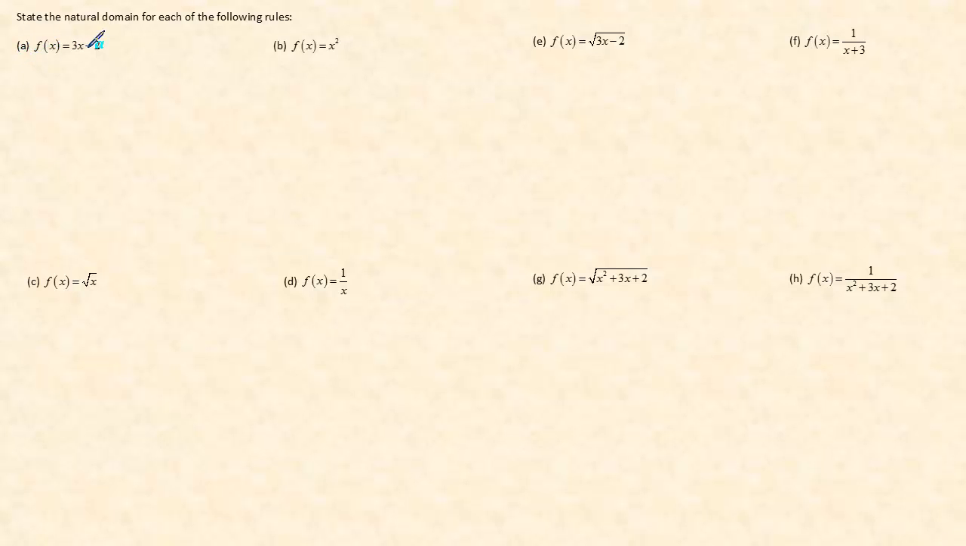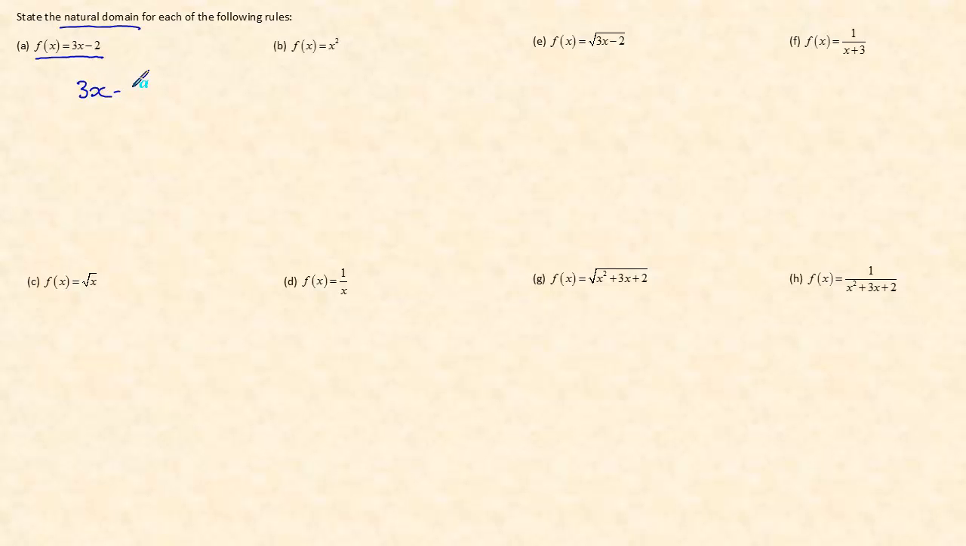We want to state the natural domain for each of the following rules. The first one is f of x is 3x minus 2. This is a linear function. Now remember, the natural domain is the largest set of values that can be input into the function. There's no problem with linear functions.